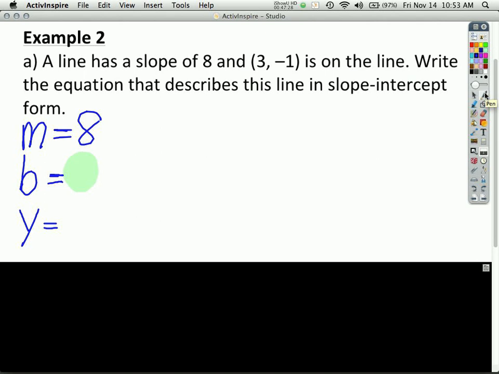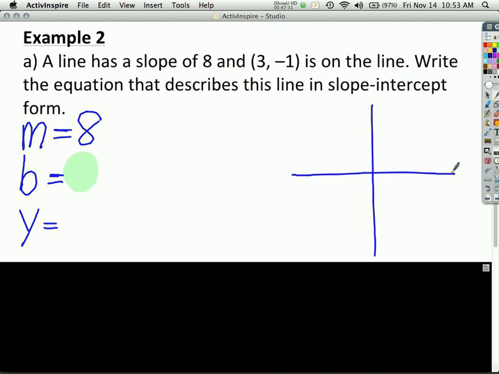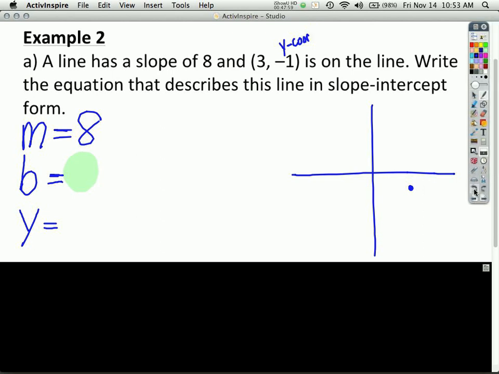You don't draw it, just watch. 3 comma -1. 1, 2, 3, -1, there's the point. Does that look like the y-intercept? No. So this is not the y-intercept. That's a y-coordinate. But that's not the y-intercept. The y-intercept is what Danae said before. The y-intercept is where it crosses this axis. So unfortunately, it does not tell us straight out in that point.